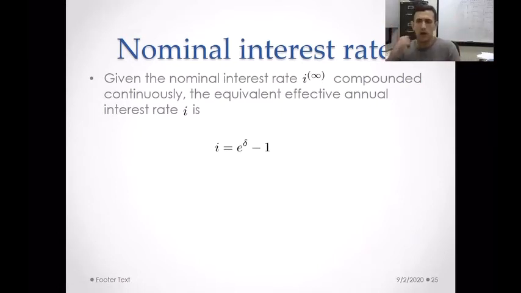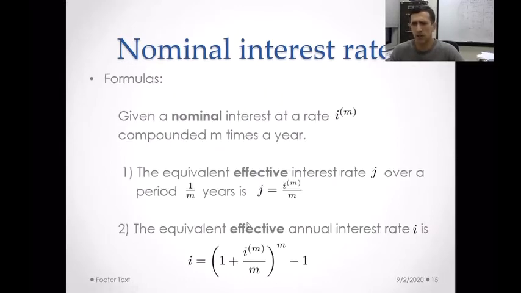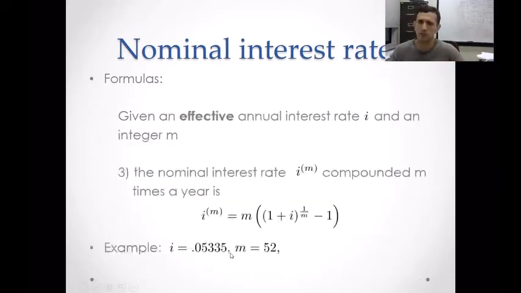In some sense, when m equals infinity, quote unquote, we do reach that, and by that I mean, given nominal interest compounded continuously, we get I equals e to the delta minus 1. So just something to think about. In this case, delta would be 0.05, so I would be e to the 0.05 minus 1. It is something to remember: if I superscript m is held constant, this increases as m increases.